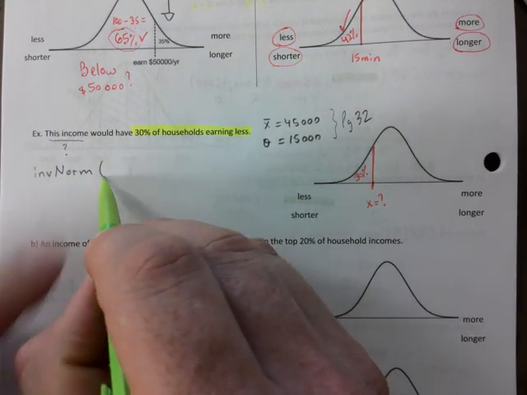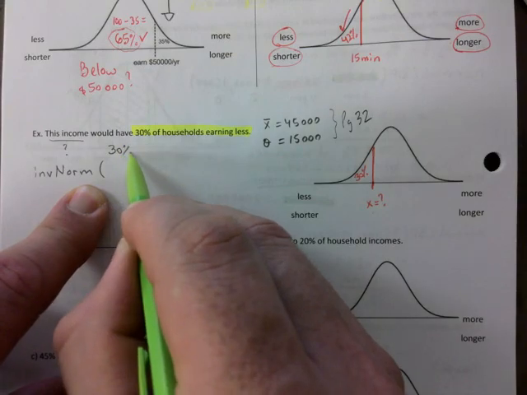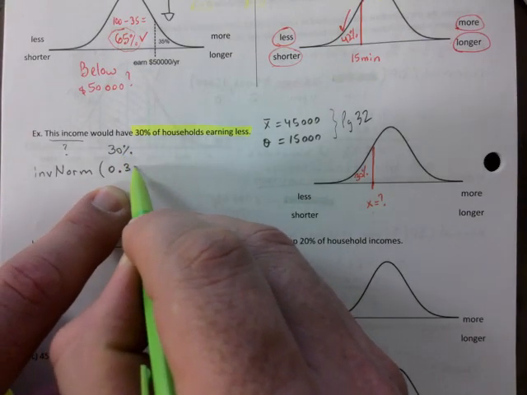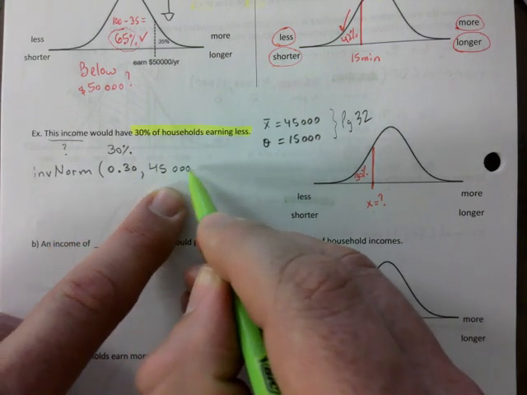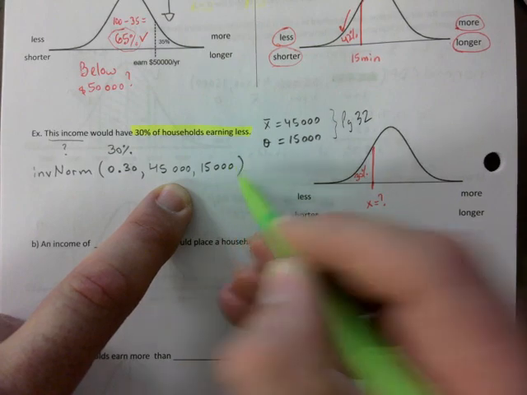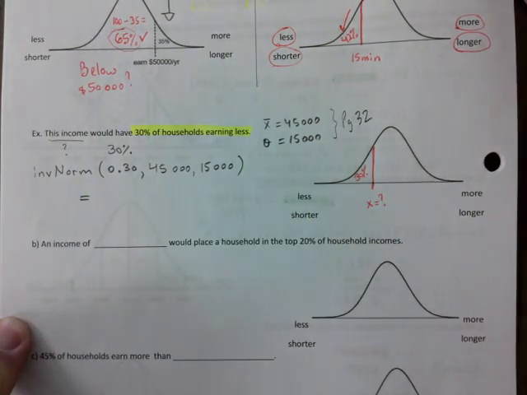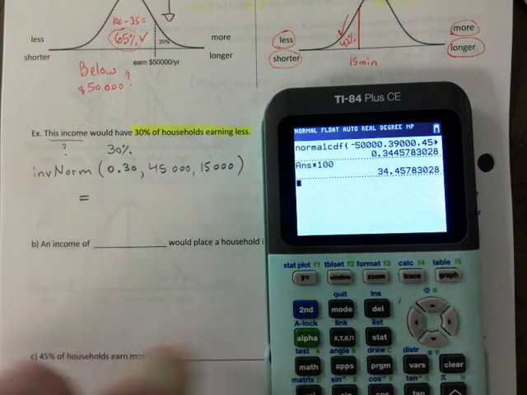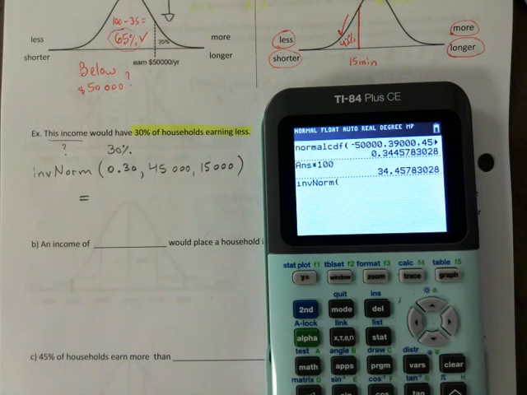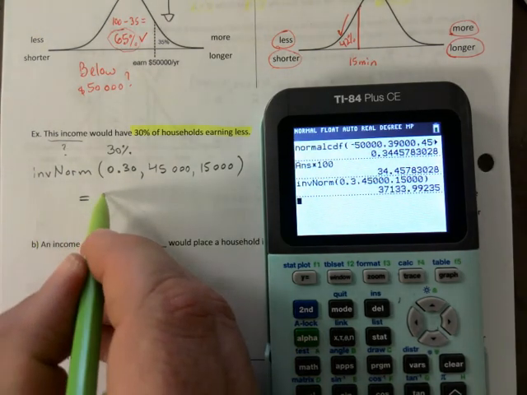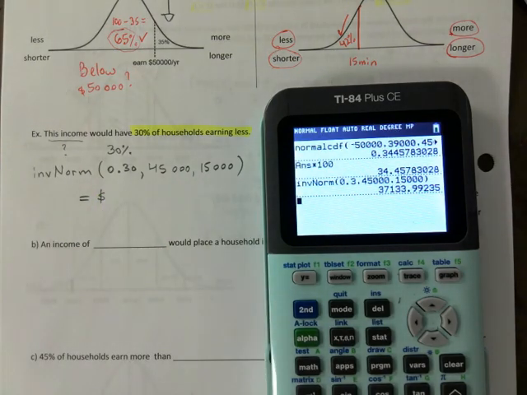Okay. You would have to say, okay, I know it's 30%, but I'm going to put 0.30 or 0.3 in here. And then I have to follow it with 45,000 and 15,000. Let's see what we get. So you got to go second vars, inverse norm, 0.3, followed by 45,000 and 15,000. And there it is. Remember, we're talking dollars in this particular case, right?